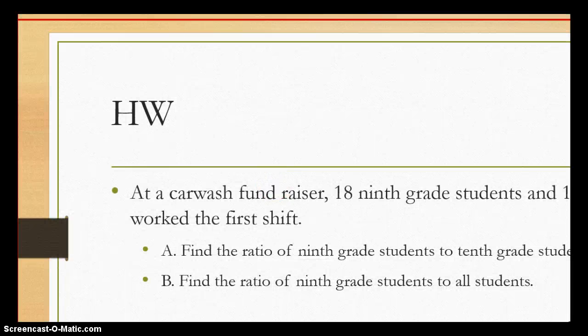All right, so here's your homework. At a car wash fundraiser, 18 ninth grade students and 14 10th grade students worked the first shift. A, find the ratio of ninth grade students to 10th grade students. Then B, find the ratio of ninth grade students to all students. And then the next problem is to solve this proportion. Think about what H will equal by looking at this equation here on the right. Think about what H is going to be before you solve it, before you cross multiply.